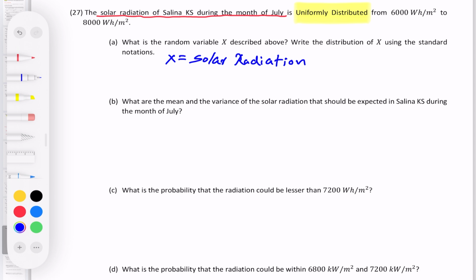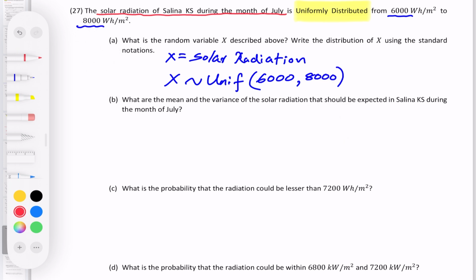And then we also need to write the distribution of x using the standard notations. So the distribution of x can be written as x is distributed. For the uniform distribution, you can write uniform complete word, or you can write unif, or you can simply write a u. Let me write unif for the uniform distribution. And then I need to define the lower limit and the upper limit for the uniform distribution. Clearly, the lower limit is 6,000, comma, the upper limit is 8,000.